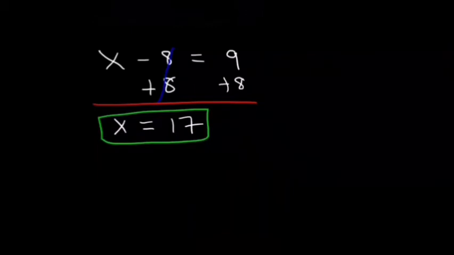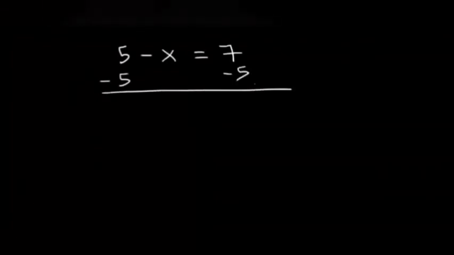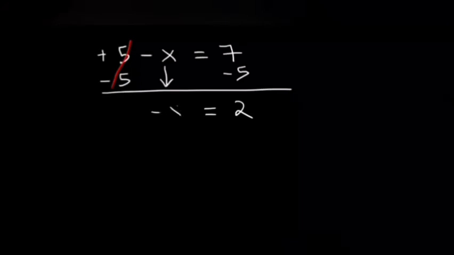Okay. Now we'll take another example. 5 minus x equal to 7. Now what do you do? Remember, there is a positive sign in front of the 5 that you can see. So subtract 5 from both sides. So 5 cancels 5, gone. 7 minus 5 is 2. Bring down the negative x.